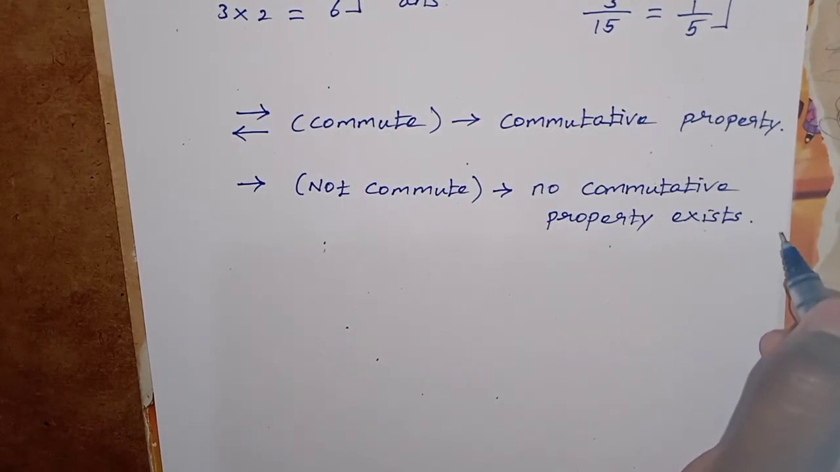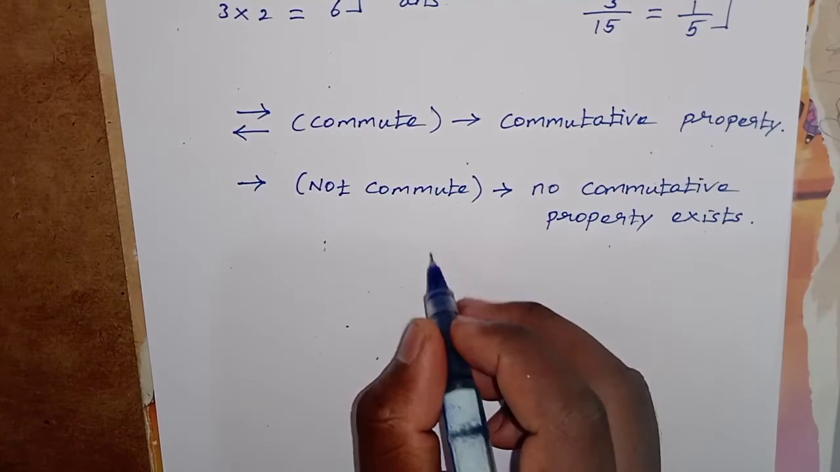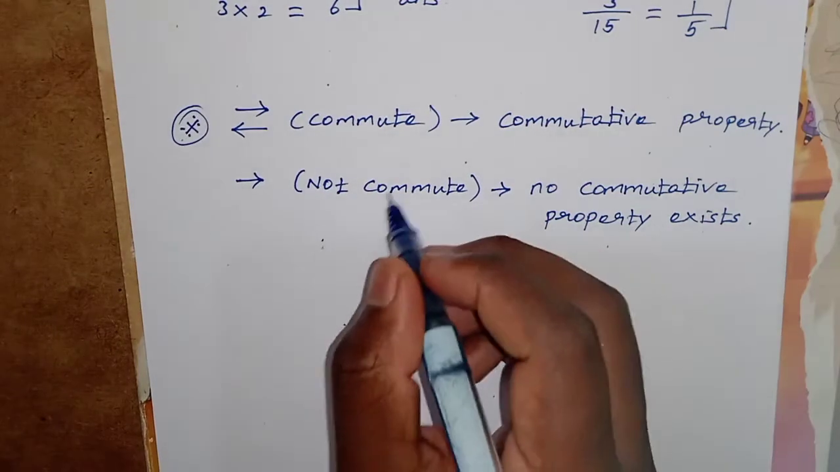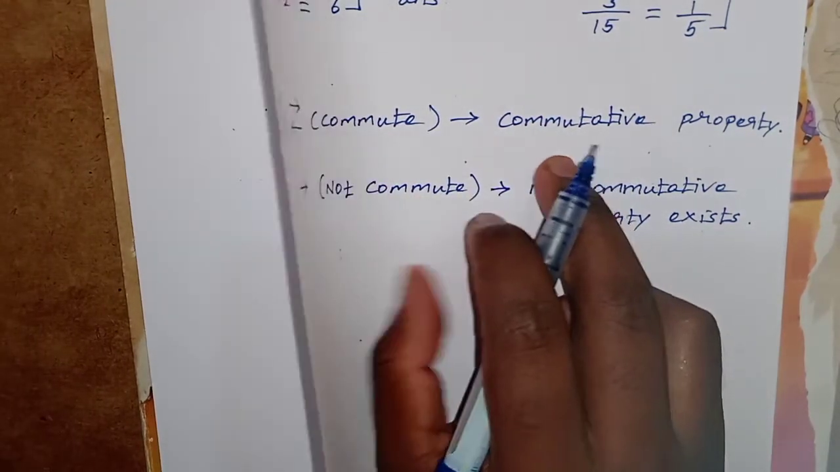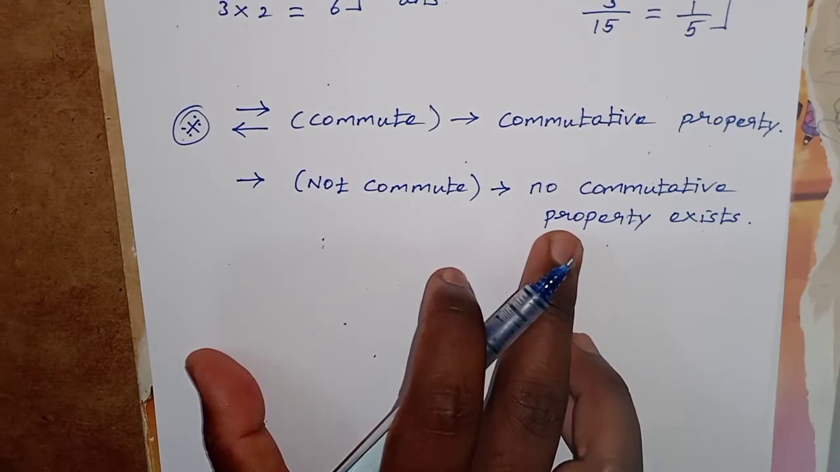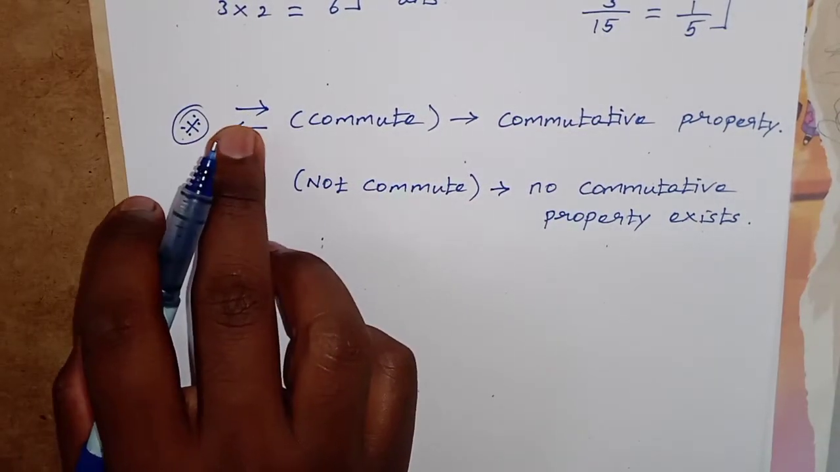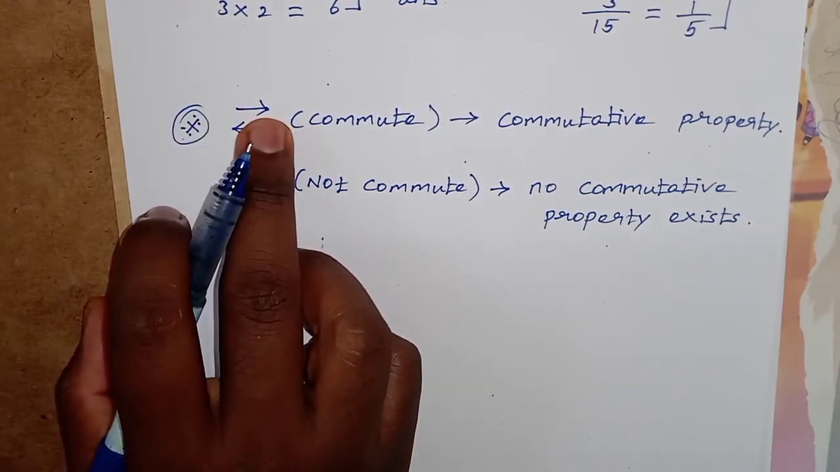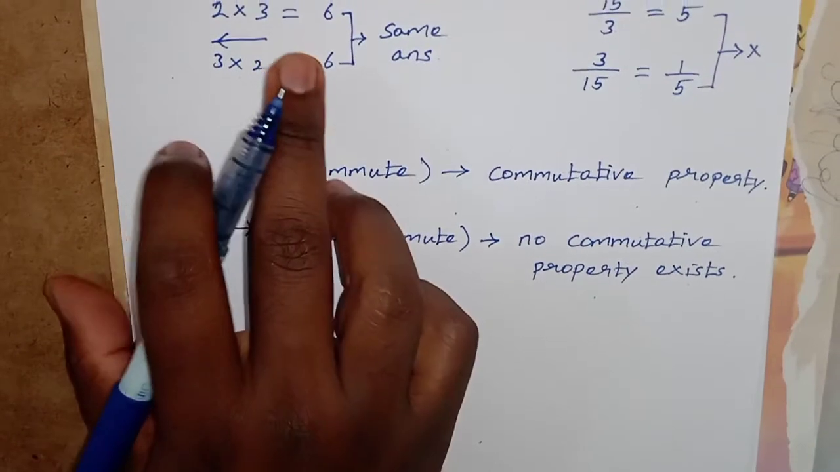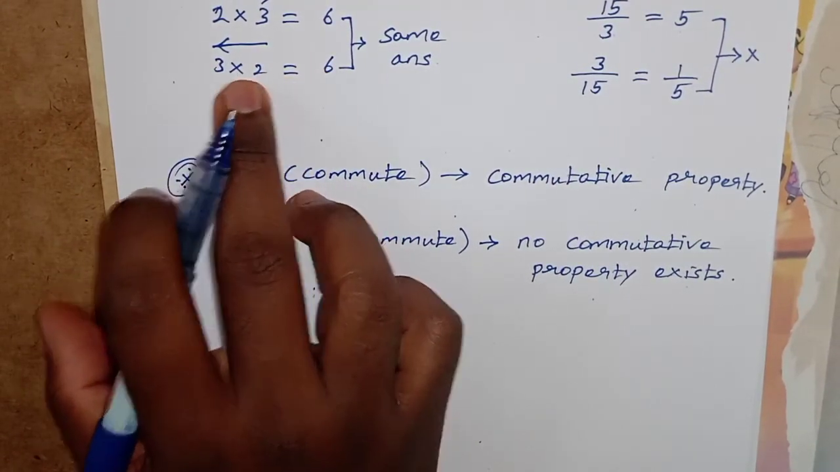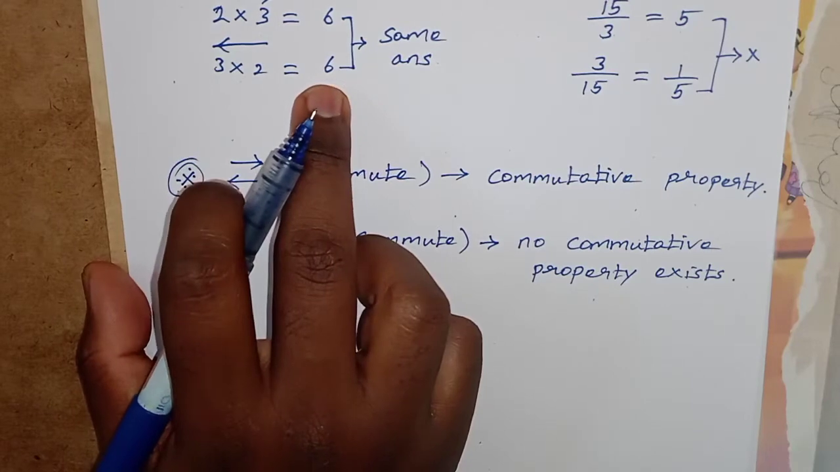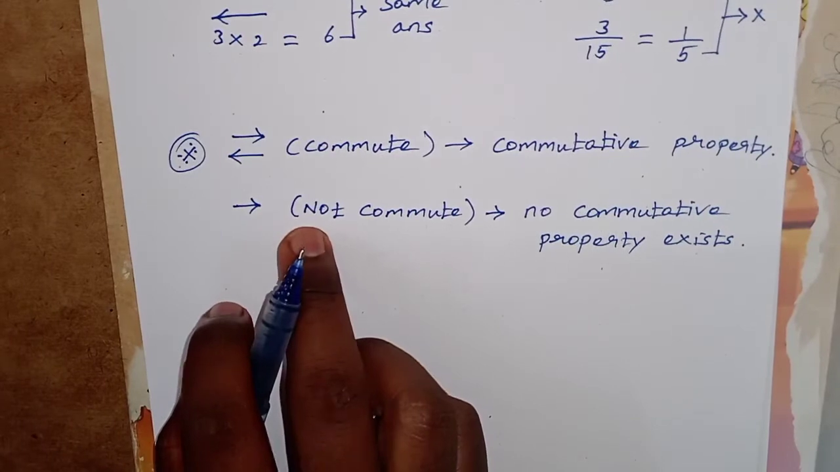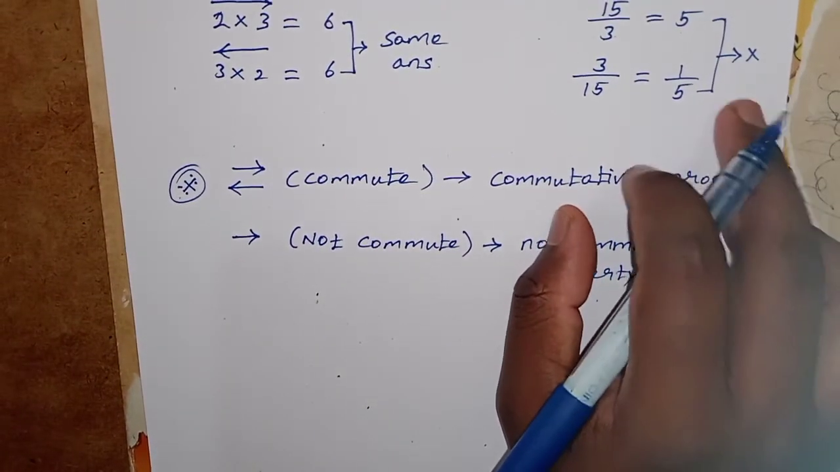Next, this is very important. How here the commutative property came, and here no commutative property: if you take the operations from left to right, here it will become the same answer. Otherwise right to left, here also you will get the same answer. For subtraction and division, here it will not become the same answer, you can check.